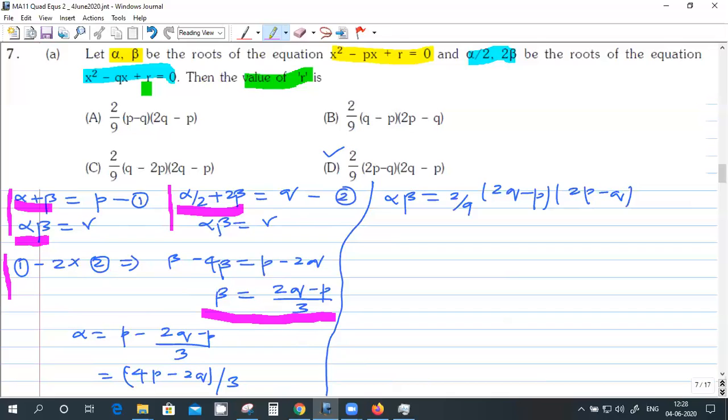Okay. Yeah, this is a very simple one. And after that you can find alpha. Okay, sir. And once you find alpha, you just have to multiply them. Got it? Yes, sir. Right, it's not difficult. Yes, it's very simple. So yeah, the answer is D. Okay.